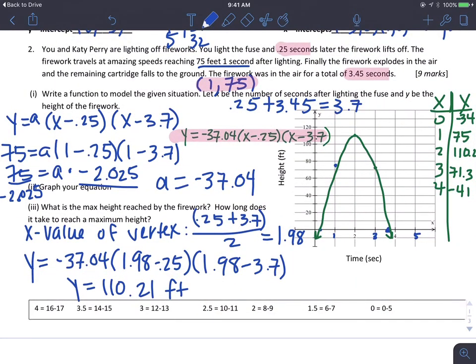So what is the maximum height? How long does it take to reach that height? The maximum height is 110 feet. It takes 1.98 seconds to reach that height.